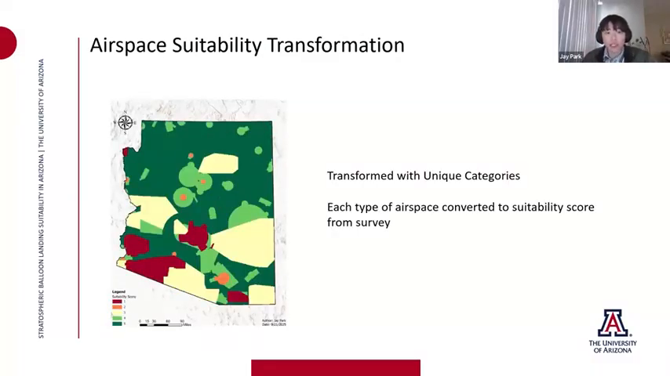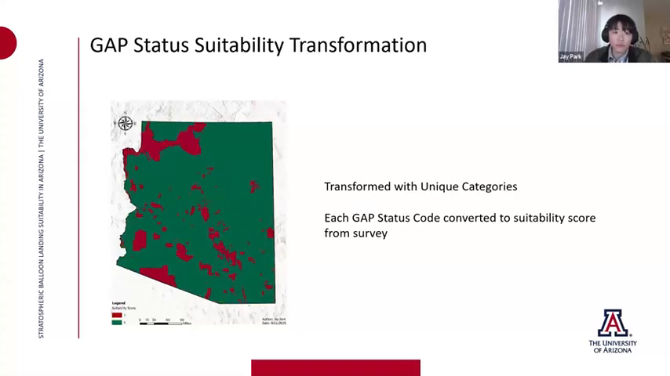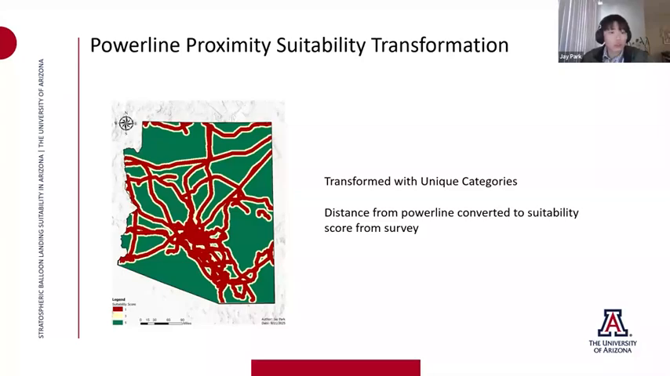The airspace raster dataset was transformed with unique categories, and each type of airspace was converted to a suitability score from the result of the survey. The gap status code suitability was also transformed with unique categories, and each gap status code was converted to a suitability score as the result from the survey. And lastly, the power line proximity was also transformed with unique categories, and the distance from power line was converted to suitability score determined from the survey.